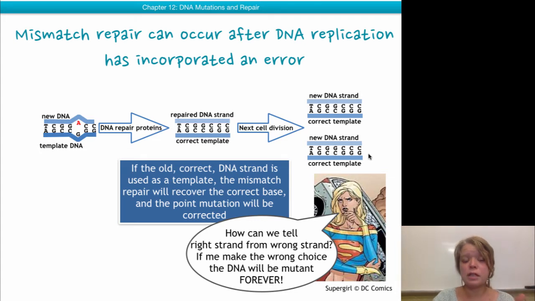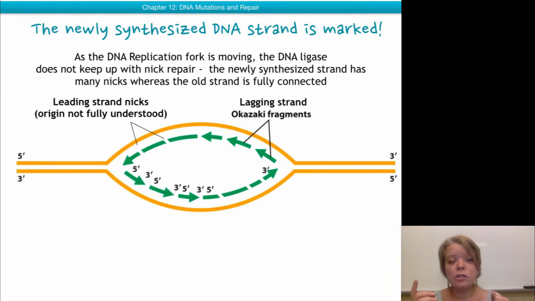So how does the mismatch repair machinery do that? How can it recognize new DNA? Well, it turns out that for a little bit after the DNA has been replicated, the new DNA is still full of nicks. DNA ligase is not as fast as we would like, so for quite a bit of time after the green DNA has been made, it still has all these 3' to 5' nicks that need to be repaired by DNA ligase.